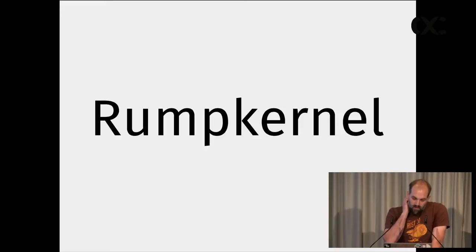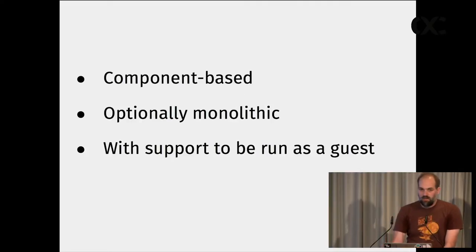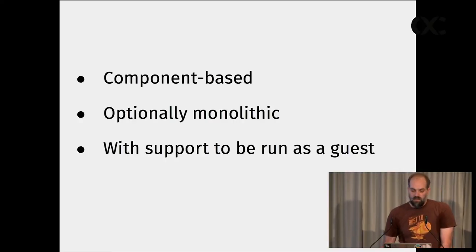And there's a project by the NetBSD project, which is called the rumprun. The rumprun is basically the NetBSD kernel available in pieces. It's part of the NetBSD tree. It holds all drivers and a couple of other things. And basically, for every piece of that component, you can say, I want that compiled in dynamically, monolithic. They even went as far as thinking about having kernel components networked, like attached over network to the main kernel. It's part of the main NetBSD project. And it has additional support to be run as a guest, especially on Xen and KVM. So it can be compiled in a mode where it knows about what Xen and KVM can do.